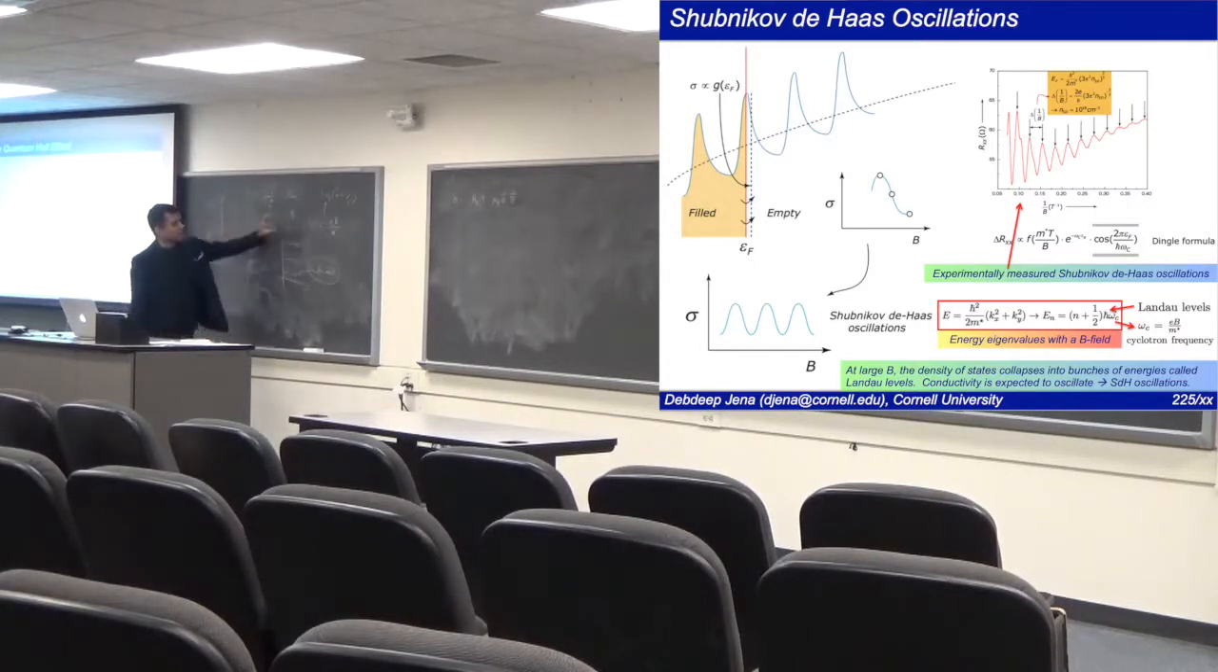So you need a very high mobility in order to see things like this. If your mobility is terribly low, these things are very broadened out and you won't see anything interesting.